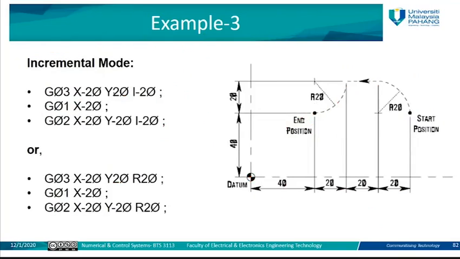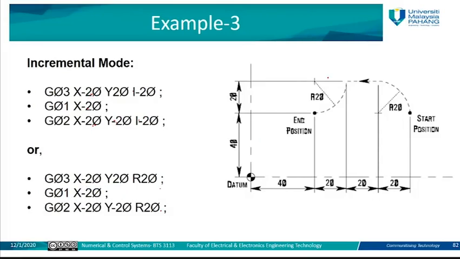The second one here is when we are going to define the incremental mode. In the case of incremental mode, we use G91. In this case, the incremental mode, the values that will change are only the X and Y coordinates. The others are still the same, nothing changed.